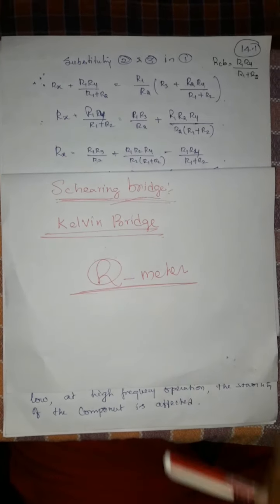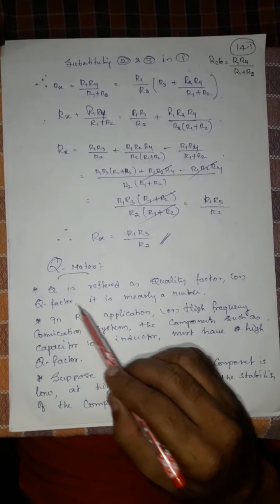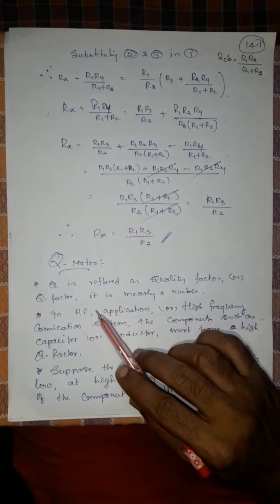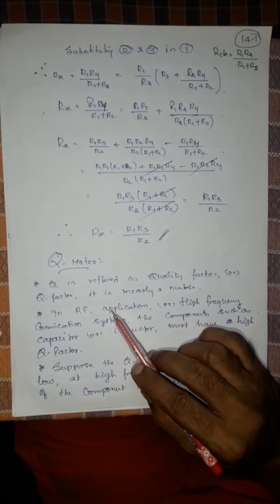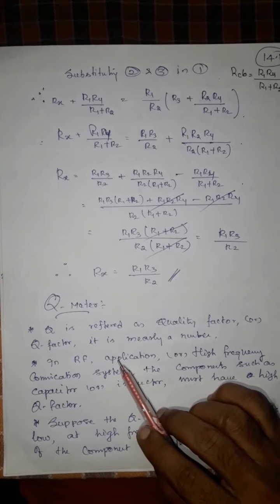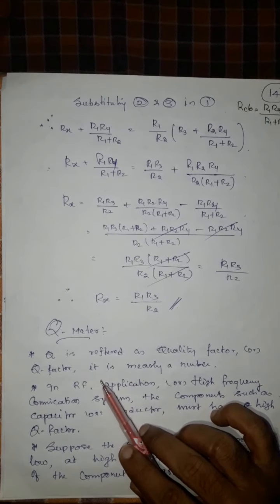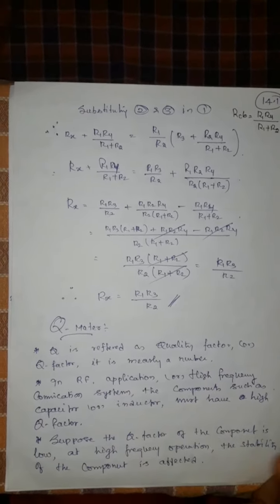Now the topic is Q meter. Q is referred to as a quality factor or Q factor. There is no unit for Q. For example, voltage has volts, and to measure the current, amps are there. But here, the Q factor or quality factor is merely a number. There is no unit.